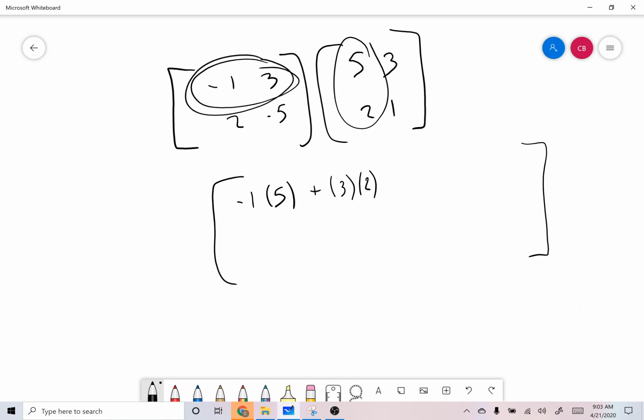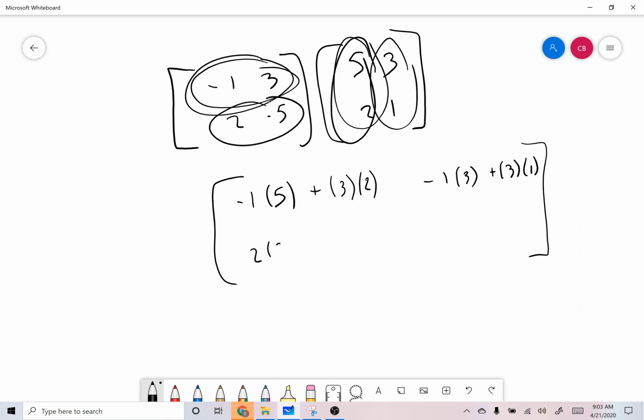Then we're going to do this row and this column. That's -1 times 3 and plus 3 times 1. Next one, we're going to do this row by this column. That's going to be 2 times 5 plus -5 times 2. And then, oh yeah, there's that trick we were using. So let's do it. This is going to be 3 and 1, 2 and -5.